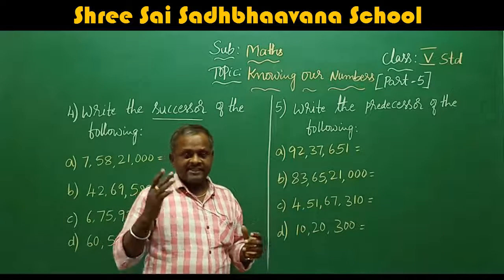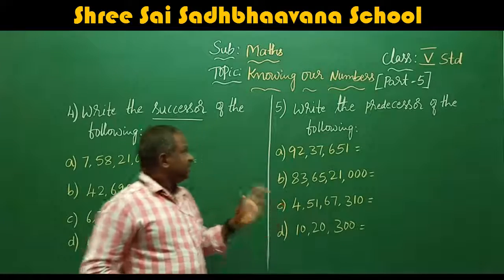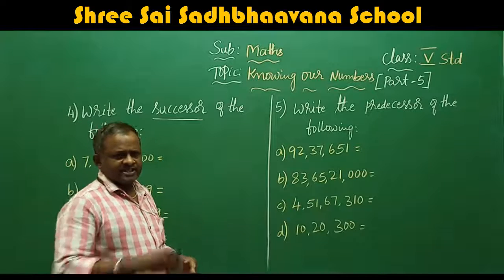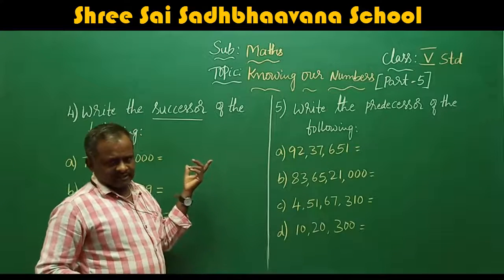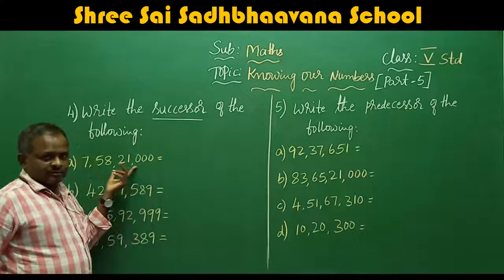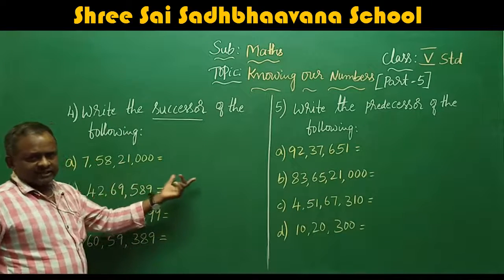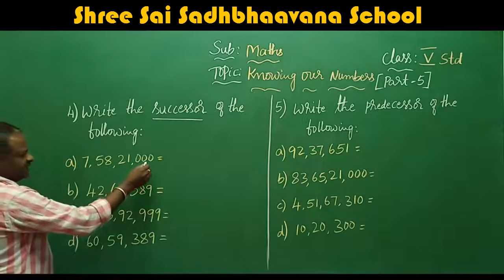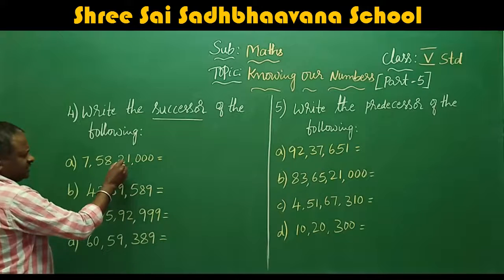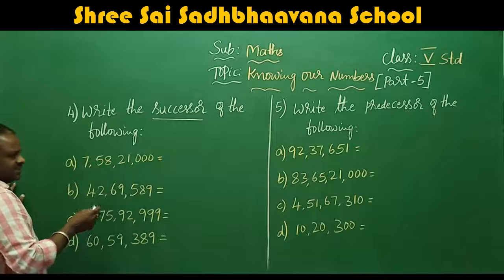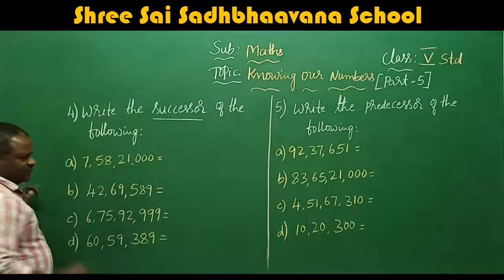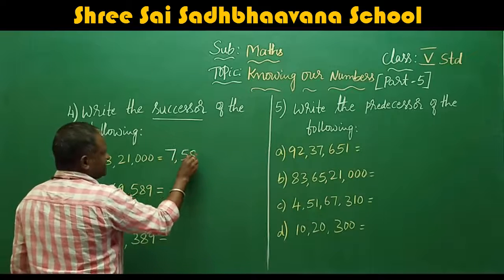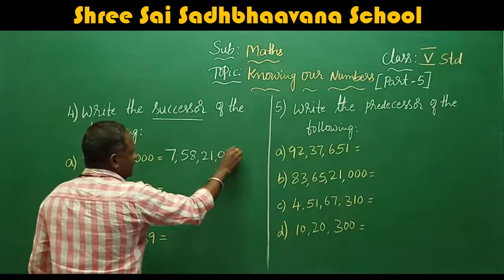Like that, the successor means the number which comes after the number. Just add 1, and you get the successor. If you want the successor of a number, just add 1 to it. Very easy. Here, the number units are given: 10, 100, 1000, 10,000, lakh, 10 lakh, crore. 7 crore, 58 lakh, 21,000. The successor, the next number, is 7 crore, 58 lakhs, 21,001.